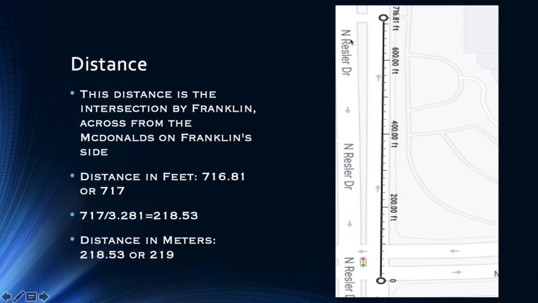This was the distance. It's approximately 717 feet. And this is by the intersection by Franklin across from the McDonald's. What I did was I measured from the stoplight when the car was stopped up to where the crosswalk is. And to get the meters, you divide 717 by 3.218 and you get 218.53, which is the distance in meters.